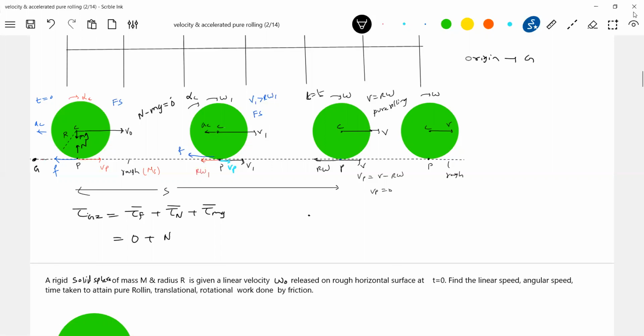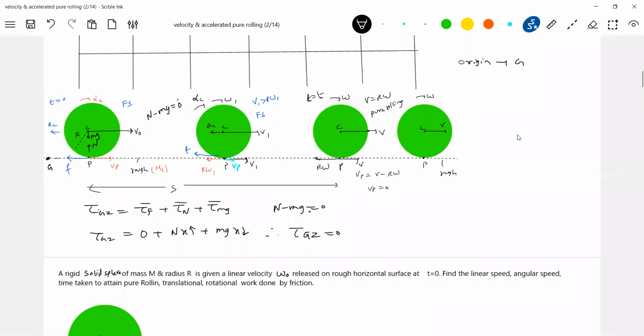What is the torque due to normal reaction? N into say some x, anti-clockwise. Torque due to weight, mg into x, clockwise. And we know N minus mg equals 0. So therefore, what can you write? So I can conserve angular momentum. About what point? About the axis passing through point G. So then, applying conservation of angular momentum, I think I need some space.